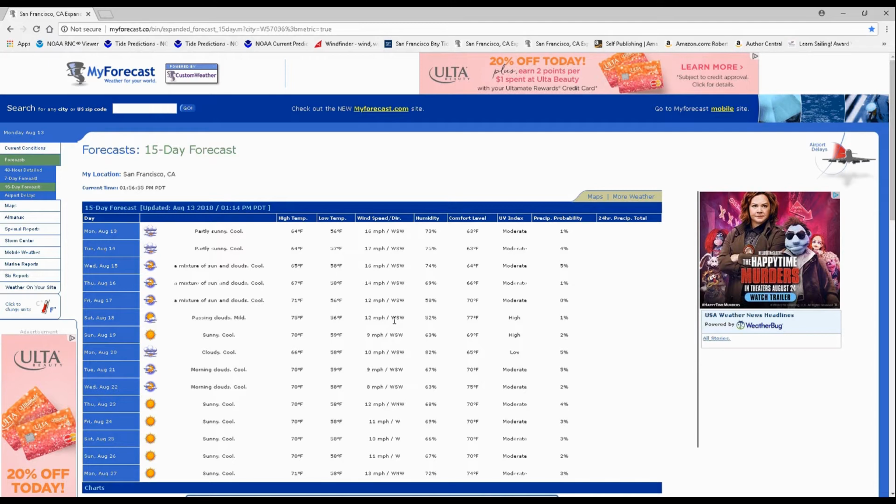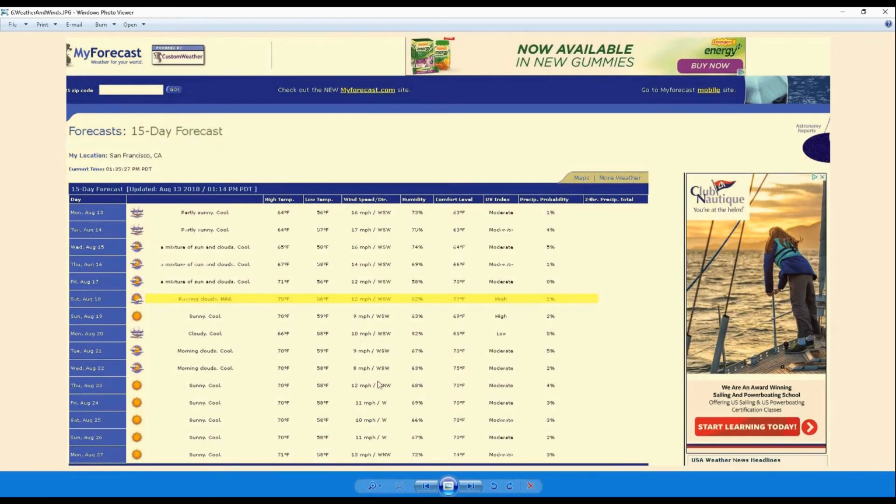I also take a snippet of this for my binder to take out on the boat with me, and I have that right here, and I highlight it again indicating what is forecasted. This also gets printed out and put in the same binder for the same charter date. So I have a good idea. It's going to be 12 miles an hour. It's going to be a very nice warm day.